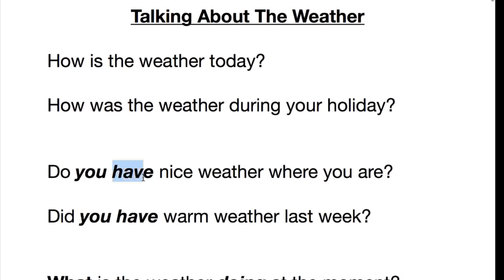Now, you can ask somebody if they have nice weather. We often use the verb have. Do you own the weather? You own your weather. So do you have nice weather where you are? My mum lives in Anglesey in Wales, and I often say to her on the phone, do you have nice weather where you are, mum? And she says, no, it's raining, because it often is raining where she lives. And I say, oh, that's a shame. It's very sunny here. And she gets very jealous.